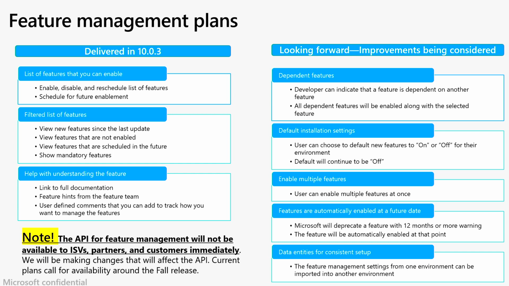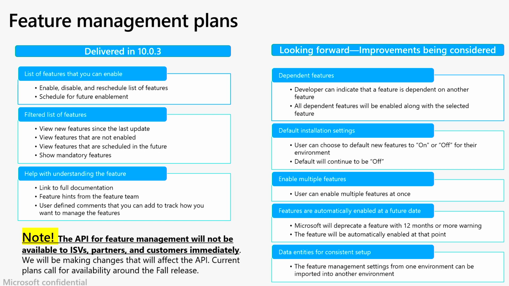The last one is a data entity, because you're going to turn them on in your sandboxes probably, and you're going to make sure they work. And then you're going to go to production. Well, you don't want to do the clicking over again. So we already shipped a data entity in 10.04. You can export your sandbox, take it over to production, and import it into production. It'll have identically the same settings in production that you had in your sandbox.